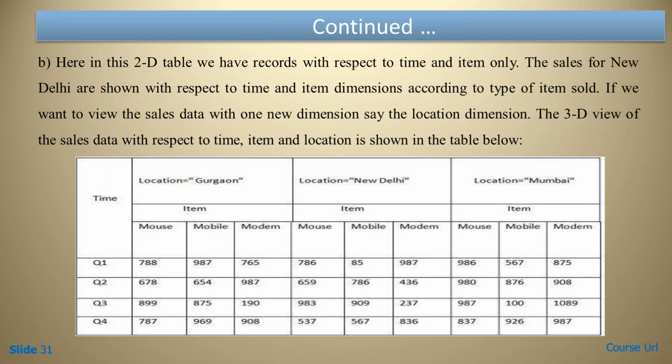Now coming to another example, three types of location are there. Gurgaon is one location, New Delhi is one location, Mumbai is one location. So we are getting location-wise, item-wise, and time-wise data, but this is only one table. It is sorted in such a way that we can get everything all together. Now, this approach we are seeing is the two-dimensional view.